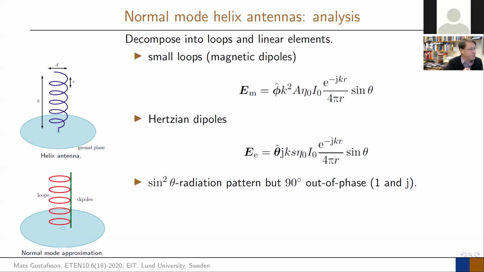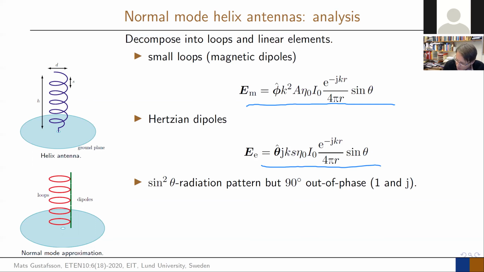And we know perfectly well how to analyze small loops and small dipoles. Those are Hertzian magnetic dipoles and Hertzian electric dipoles. So we know that the loop here will contribute with something that looks like this, and the dipoles will contribute with something that looks like this.